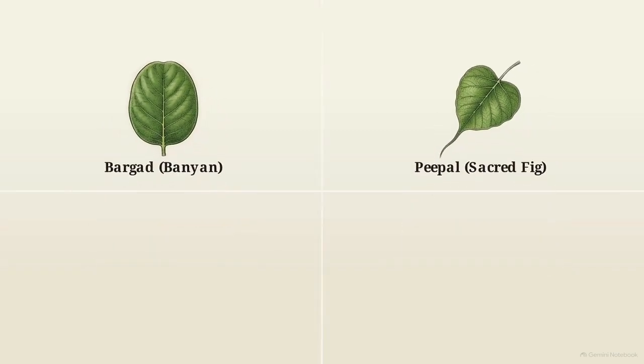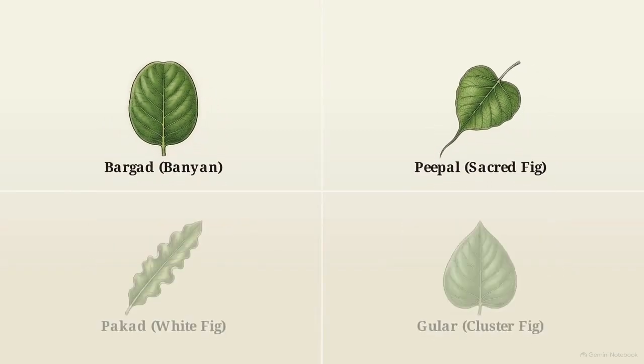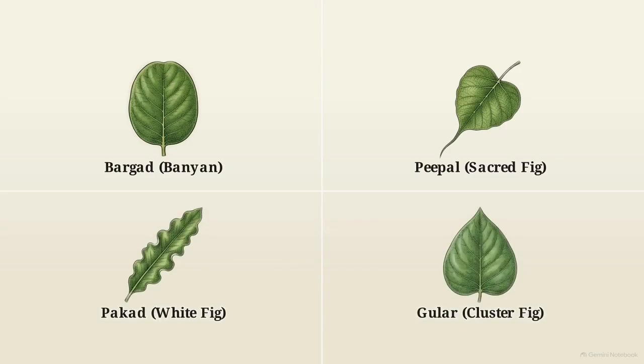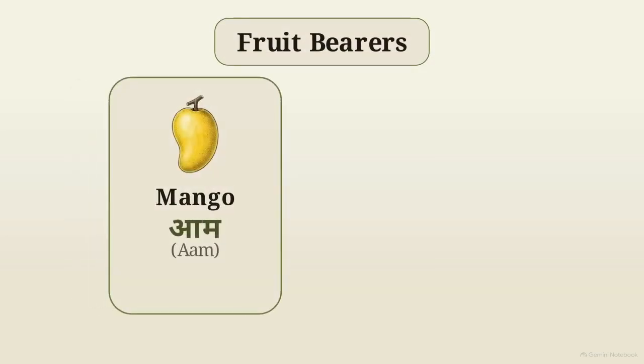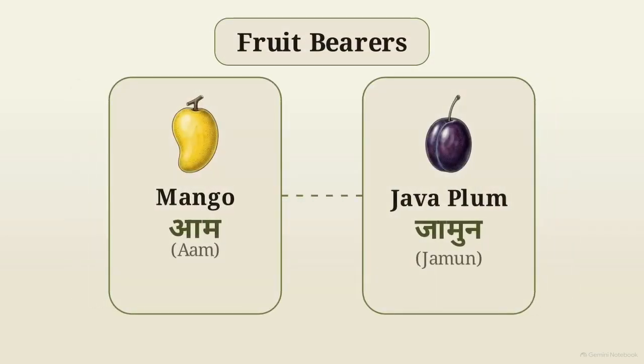Moving out to a 2x2 matrix, we complete the set. The white fig, or pakad, and the cluster fig, gular, enter the frame with their own distinct margin structures, allowing you to separate them from the primary figs. Shifting our focus to everyday fruit trees, the markers are more familiar. The globally recognized mango sits right alongside the Java plum, commonly known as jamun.